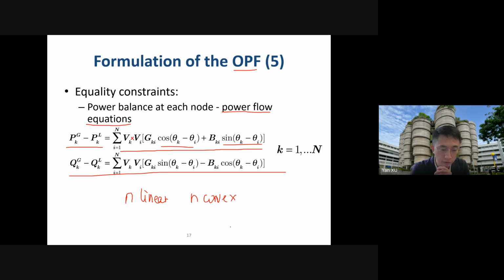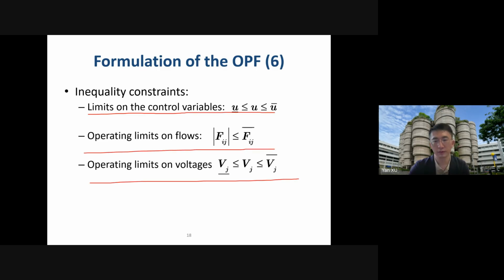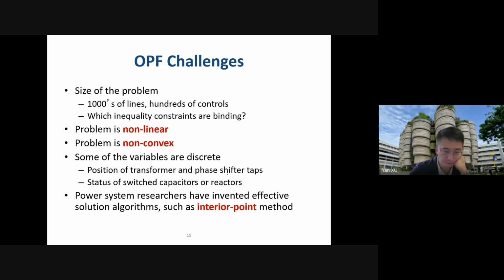So unfortunately, it's very difficult to solve the original optimal power flow model, right? Because it's non-convex. And even if you find the solution, we cannot guarantee it is a true global solution. Inequality constraints are relatively simple: limits on the control variables, operation limits of the branch flow, operation limits of the voltage magnitude.